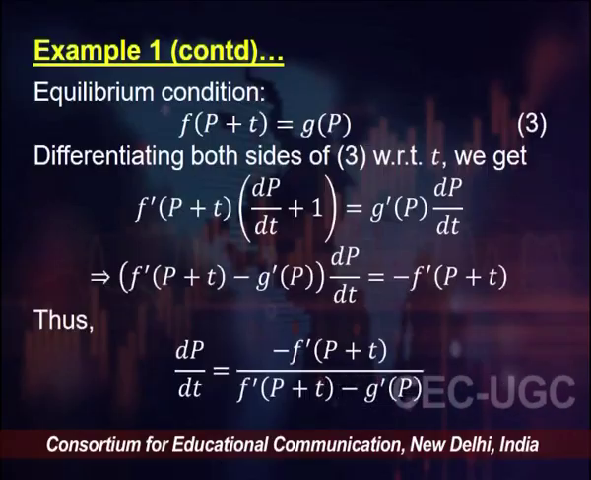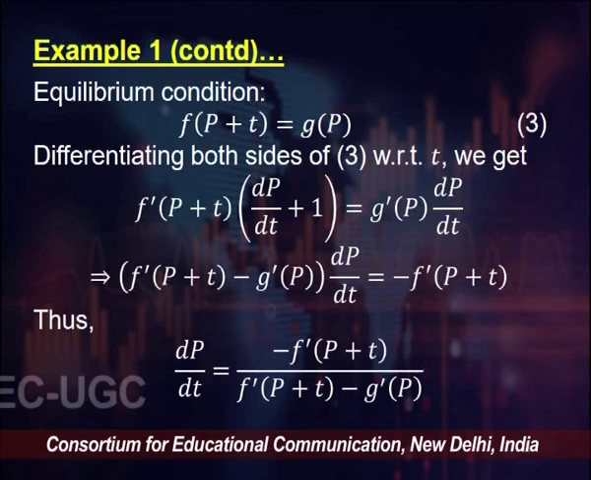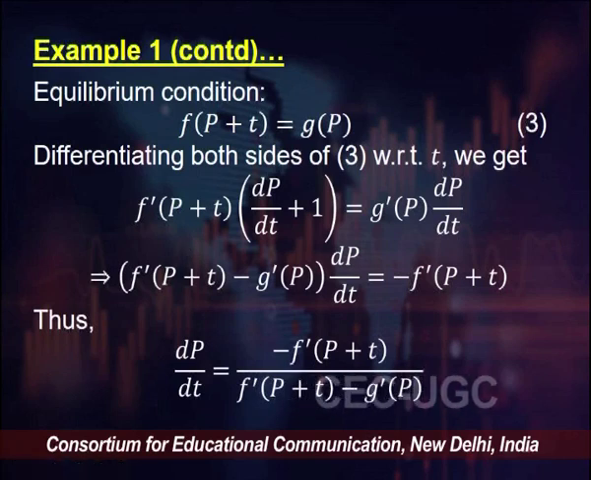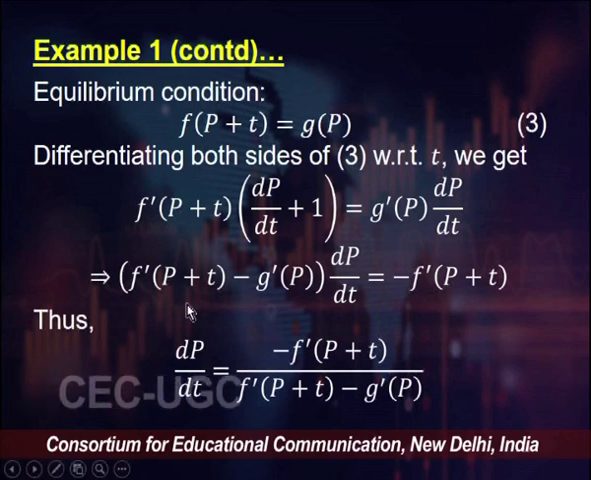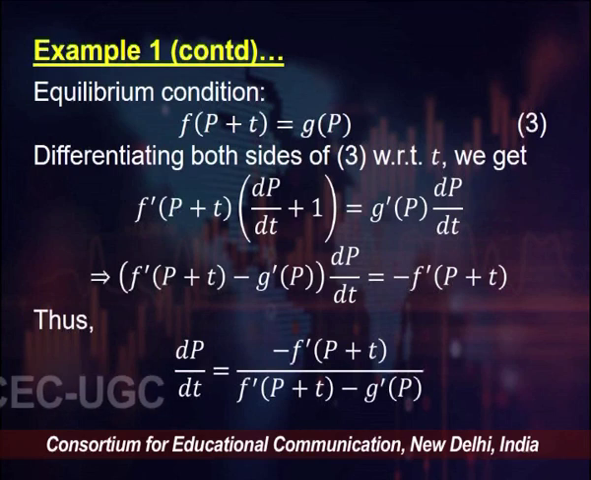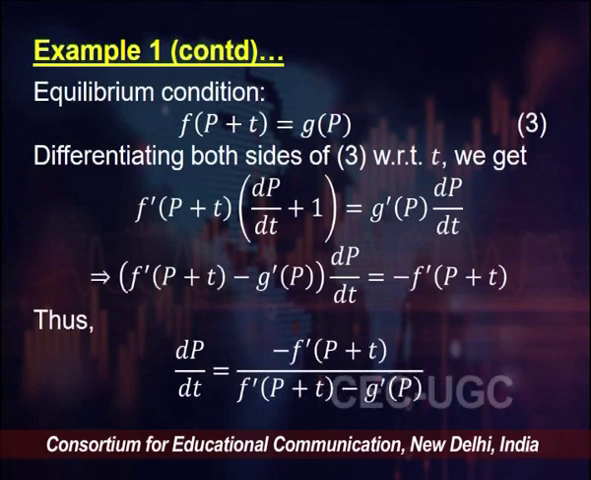And you can see here that the equilibrium condition, when we differentiate both sides of the equation, we get f prime of p plus t times dp by dt plus 1 is equal to g prime of p dp by dt. Collecting the terms containing dp by dt and bringing them to the left, we have f prime minus g prime times dp by dt is equal to minus f prime of p plus t, which then implies that dp by dt is equal to minus f prime divided by f prime minus g prime.